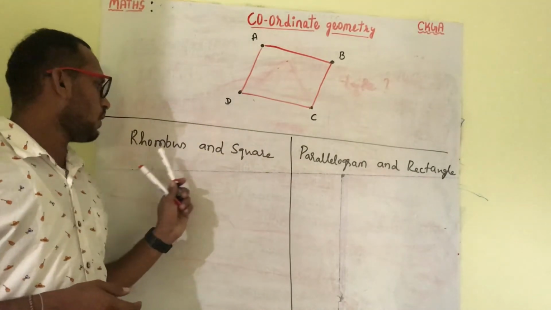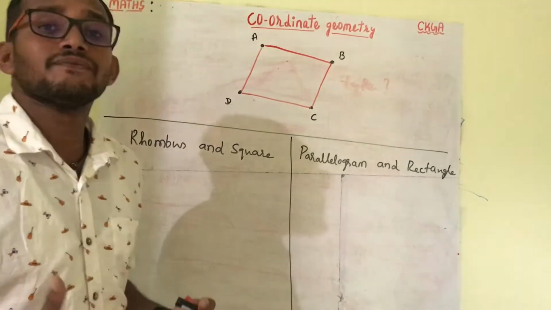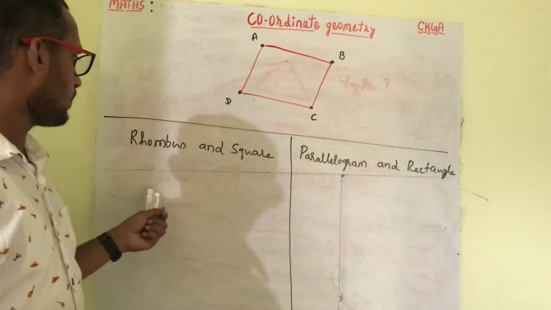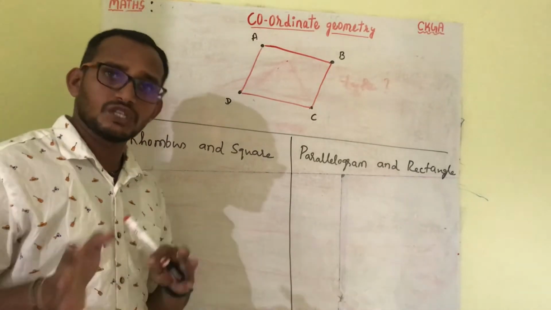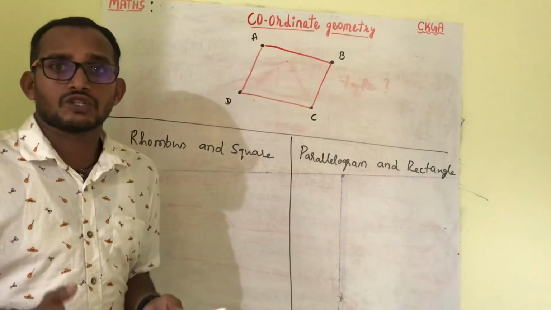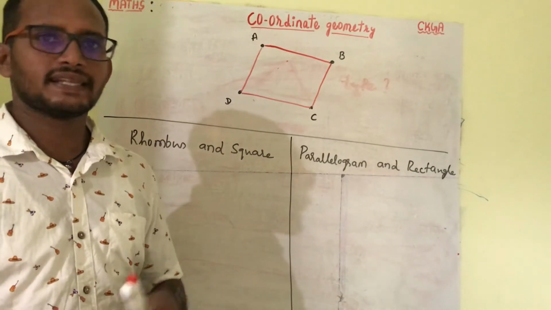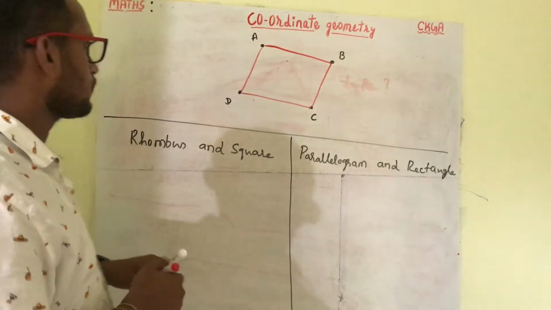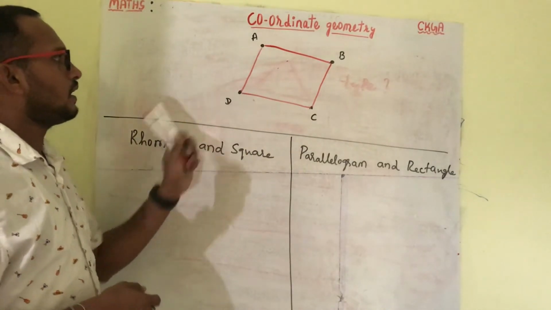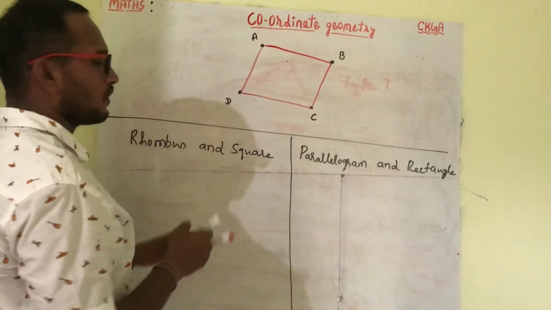So in both rhombus and square, there are a lot of same features. Both shapes have the same sides. All sides of a rhombus are equal, and all sides of a square are equal, except for one difference. Suppose you observe that, by using the quadrilateral, you find the four different lengths.